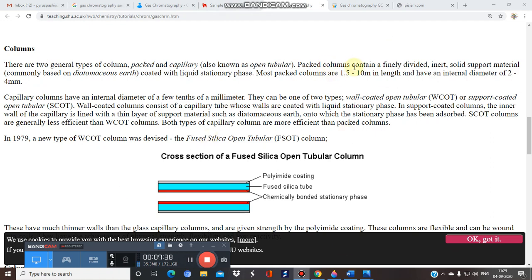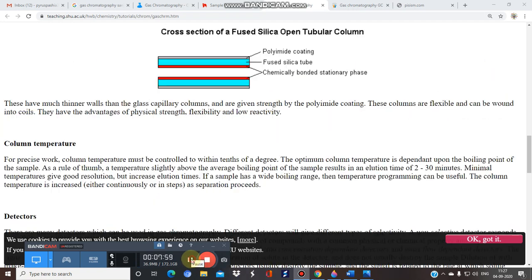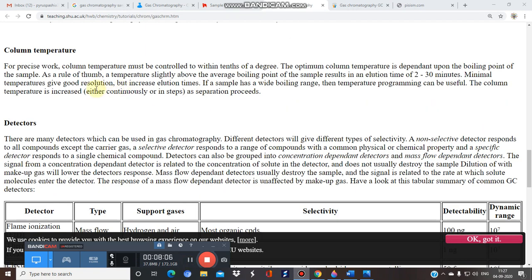A packed column basically contains a finely divided inert solid support material, made up of diatomaceous earth, which is coated with the liquid stationary phase. Always remember one thing: the stationary phase is a solid support that is coated with a liquid. Okay, so just see this, in this way we will pack our stationary phase, that is a chemically bonded stationary phase.